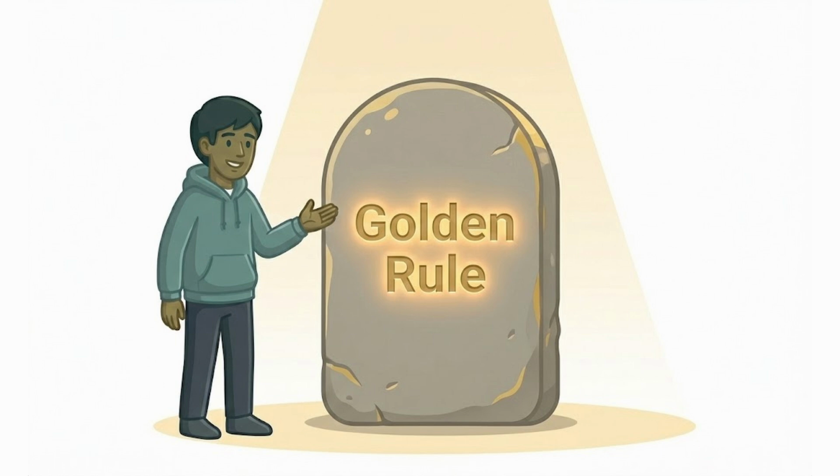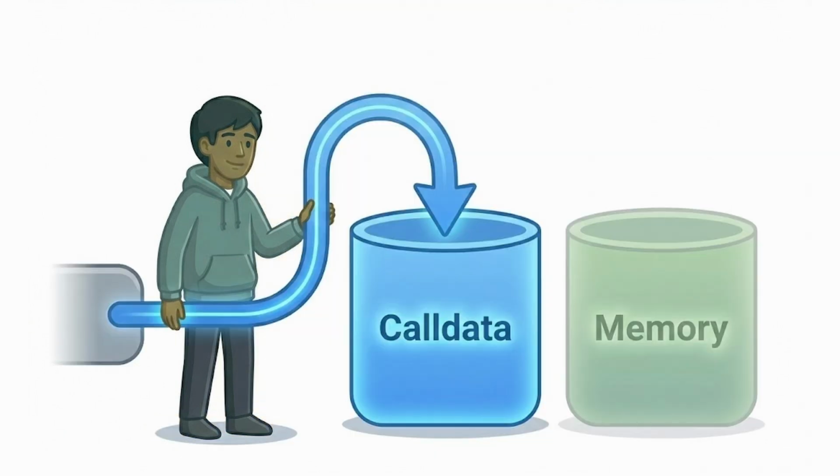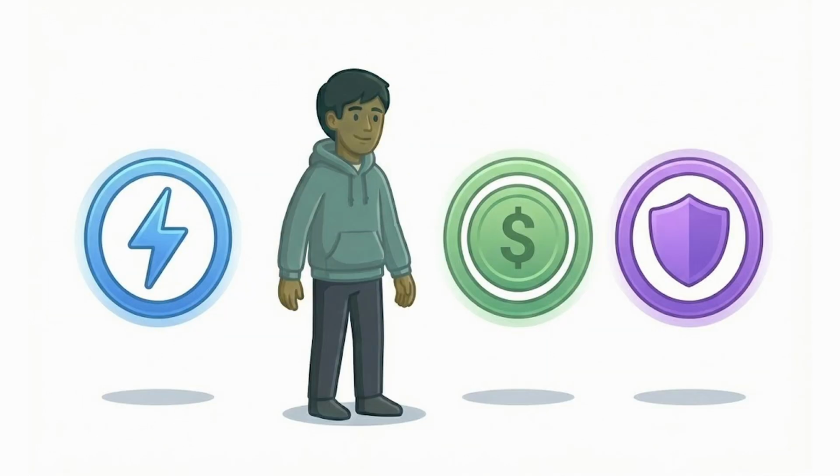So the rule is simple and powerful. If you don't need to modify an input variable, always use Calldata. It's faster, it's cheaper, and it prevents accidental state changes.